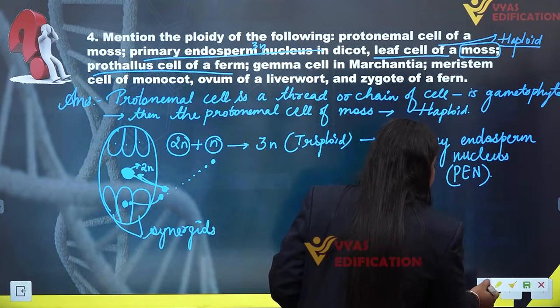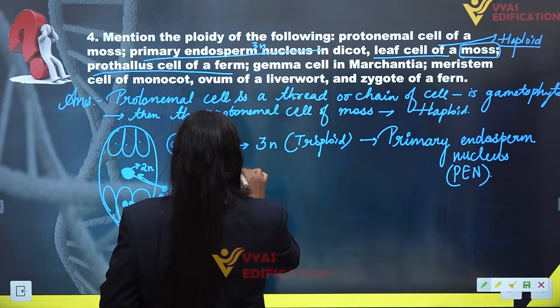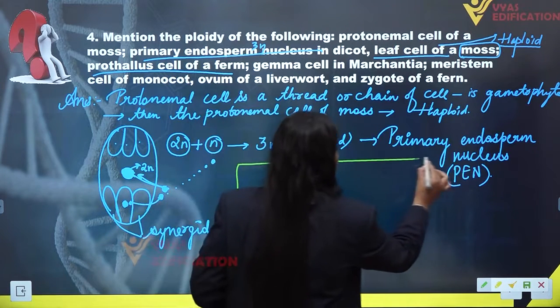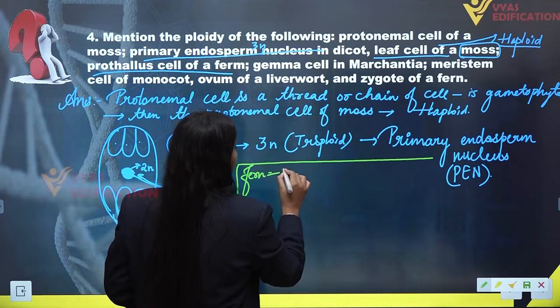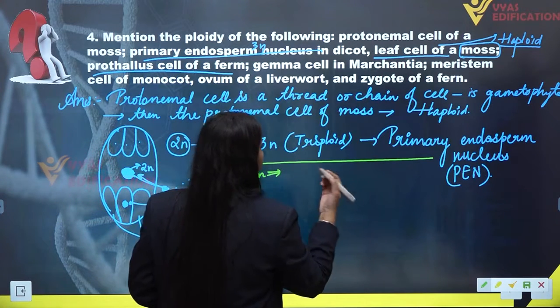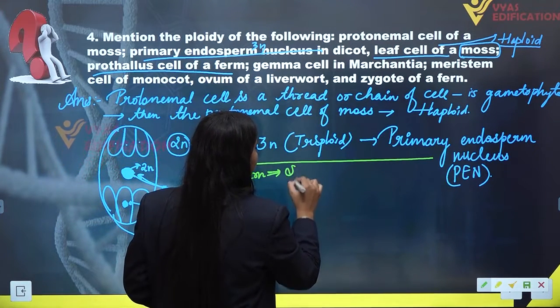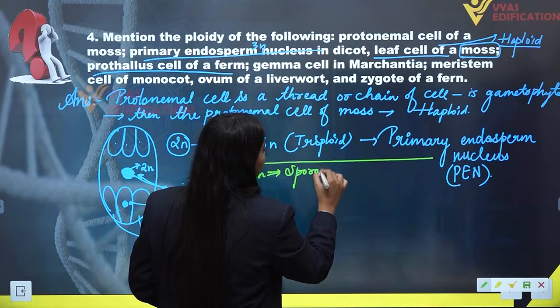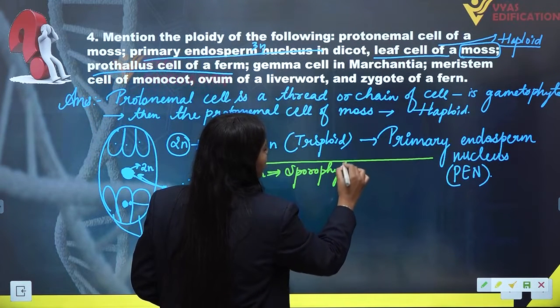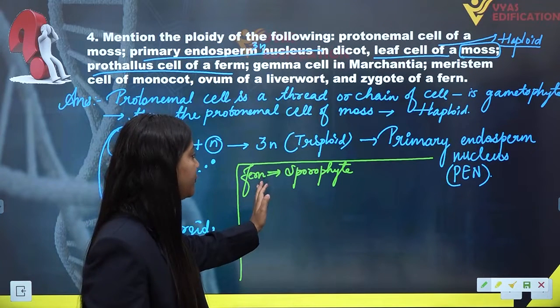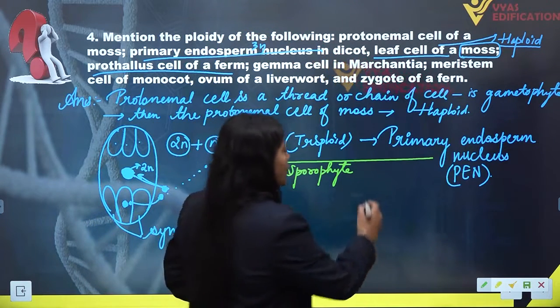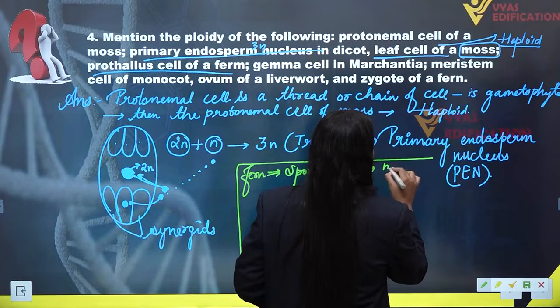Now, if we talk about fern, we know that in the case of fern, the dominant plant body is the sporophyte. This sporophytic plant body of a fern will give rise to spores, to haploid spores.